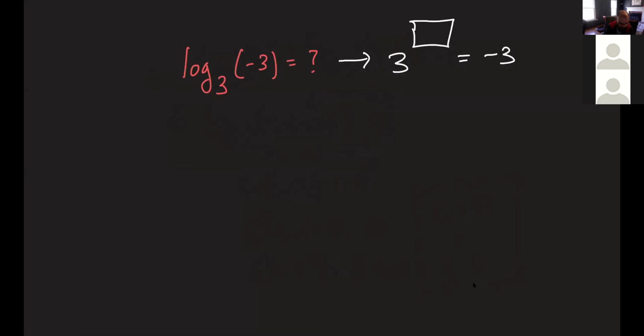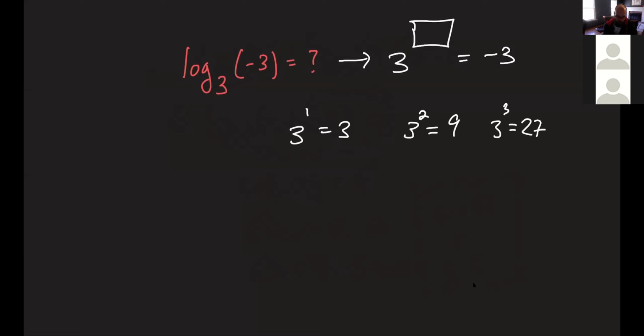And so we can try some possibilities, right? You can play around and test this on your own. Like if you had 3 to the 1, that would be 3, okay? Or 3 squared is equal to 9, or 3 cubed is equal to 27. Right, so these numbers keep getting bigger. So I don't think I'm going in the right direction.